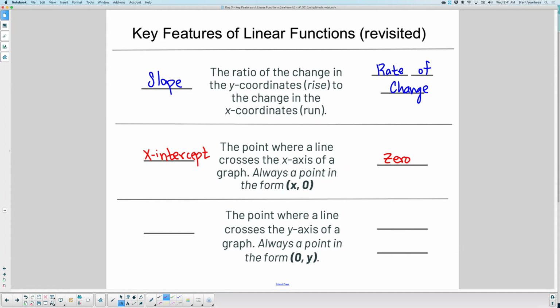And finally, the point where a line crosses the y-axis of the graph. It's always in this form. What is the point called that crosses? Deja. The y-intercept, that is one name. There is a second name. Who can remember the second name? Leah.